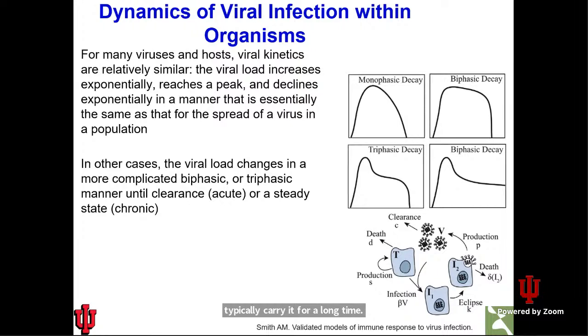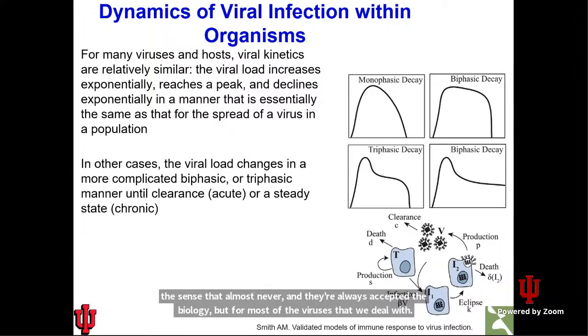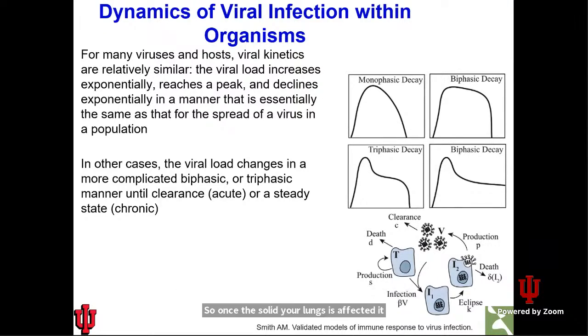time. In the case of cells, things are a little bit grimmer, in the sense that almost never, and there always are exceptions in biology, but for most of the viruses that we deal with, once a cell is infected with a virus, the only way it can get rid of the virus is to die. So once a cell in your lungs is infected, it will die from the virus or from your immune system. And so in this case, you have a bunch of uninfected cells here, which are reproducing themselves.